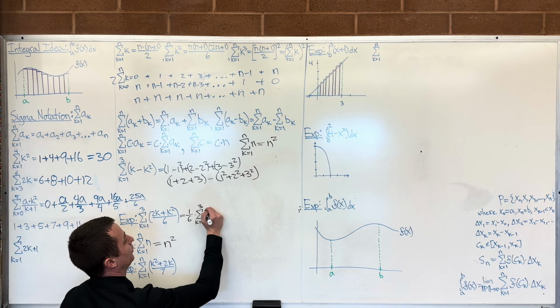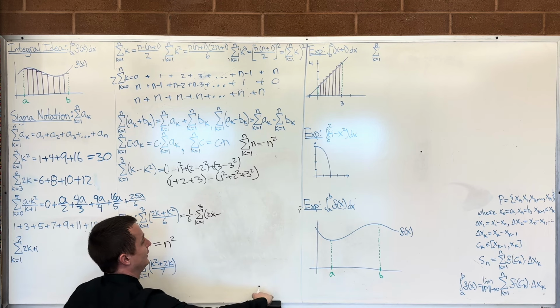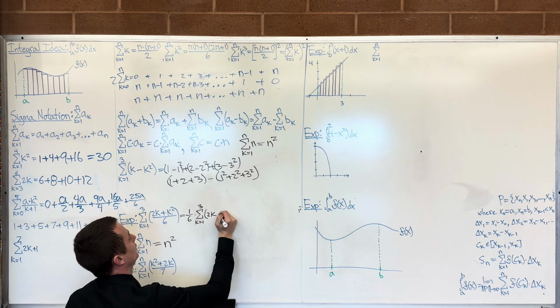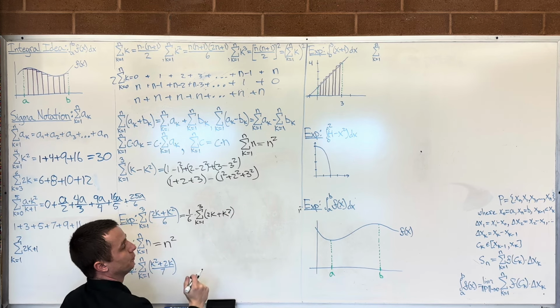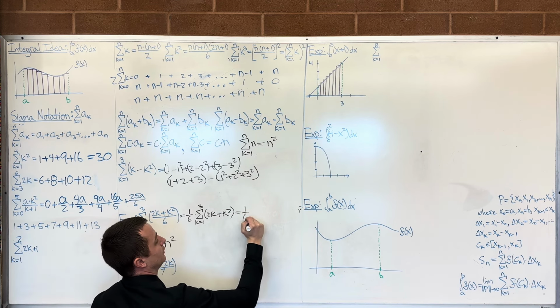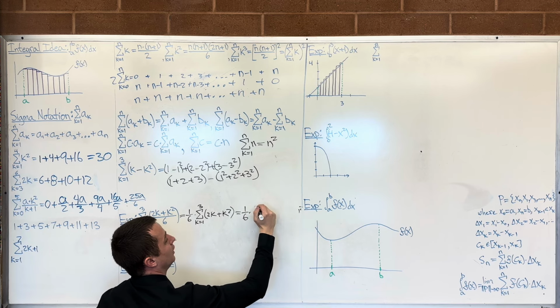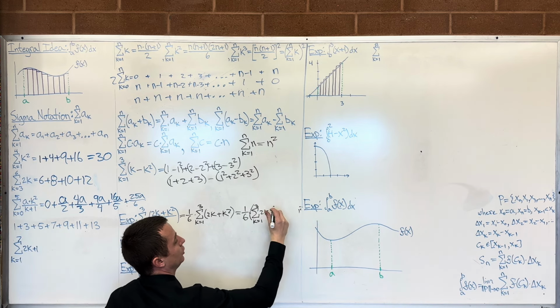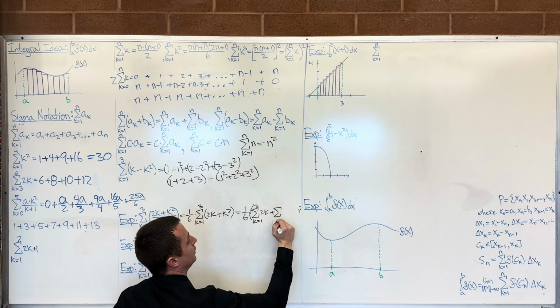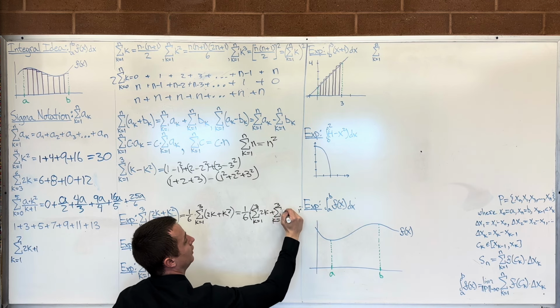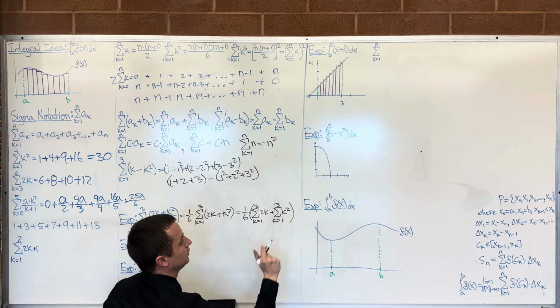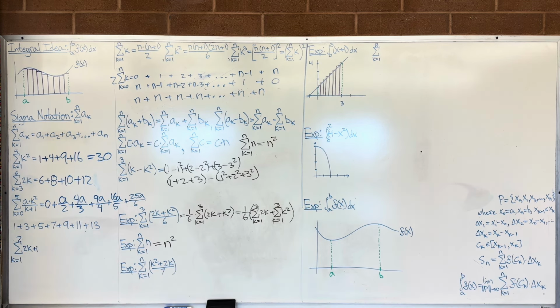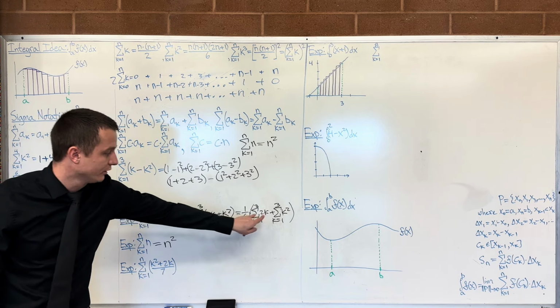So I'll pull the 1/6 out, and then what do we got? We've got 2k plus k squared. And then just to completely drive the point home, this is the exact same thing as 1/6 times the sum, maybe put parentheses here, times the sum of 2k, k equals 1 to 3, of 2k plus the sum from k equals 1 to 3 of k squared. Right? Just split the sum up.